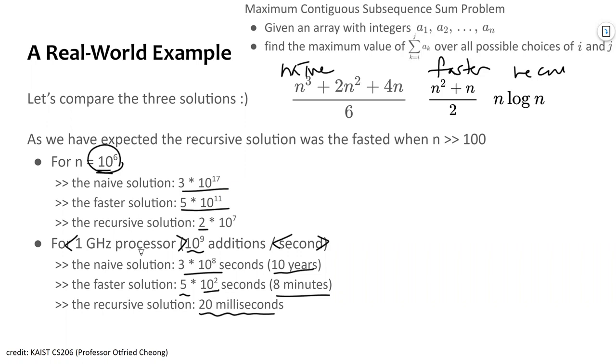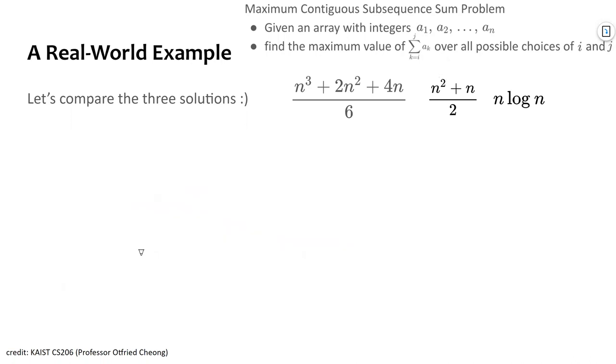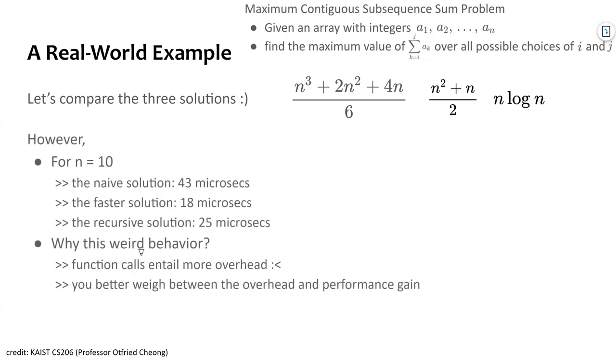All right, so now all of you might understand the importance of efficient algorithms. However, I told you that when n was small, the recursive solution was slower than the faster version. I told you that recursion entails function calls, and function calls sometimes require more overhead. You had better weigh the overhead against the performance gain. So when n is small, you might use the faster version, and when n becomes larger, then you might turn to the recursive solution.